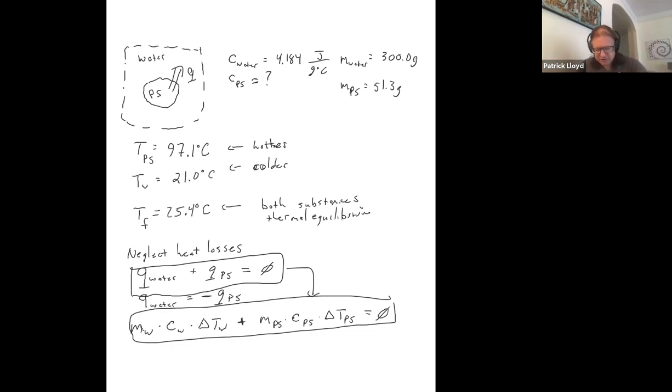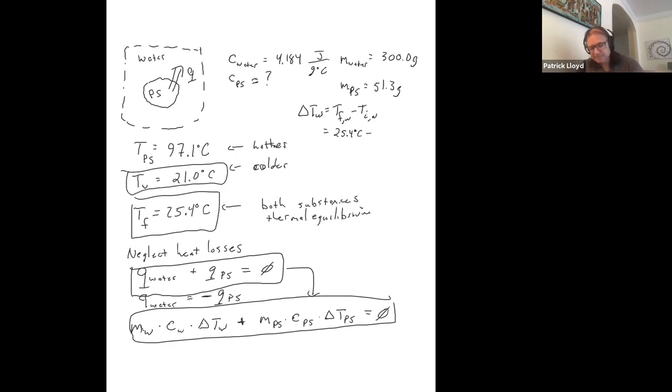So let me do the two temperature changes. Let's do the temperature change of water first. That would be the final temperature of the water minus the initial temperature of the water, right? Well, the final temperature is right here, 25.4. Both substances have that as a final temperature. So 25.4 degrees C. Our initial temperature of the water was 21.0. Well, that's a difference of 4.4 degrees C, right? So there's our temperature change for the water.